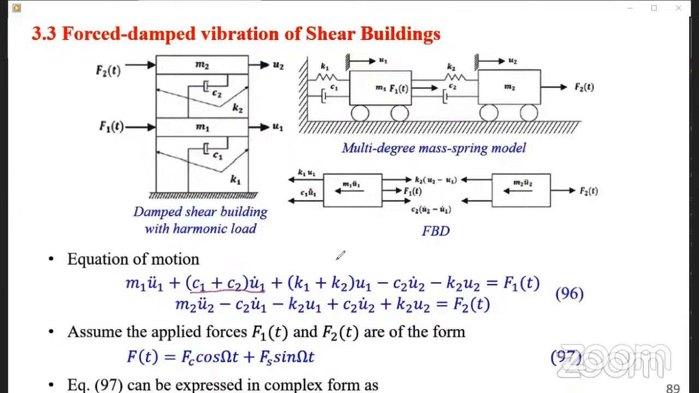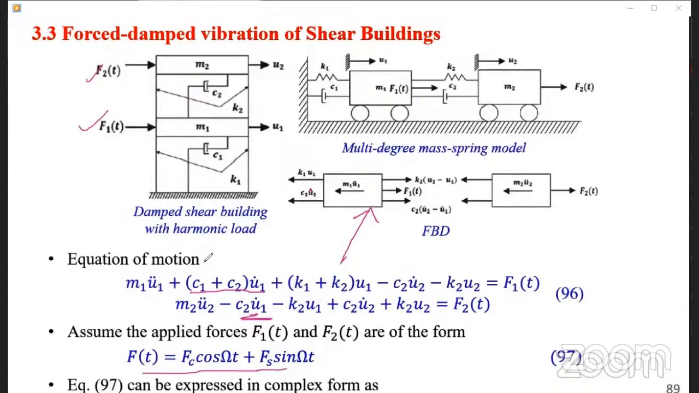Remember this equation of motion, you have derived it from this, expanding the one that you derived from free vibration. Same case for the second component, you have C2 coming into play. Now, we assume that the applied forces F1 and F2 are of this form, because we want to deal with harmonic loading, which makes our working easier since the derivatives are easy to obtain.